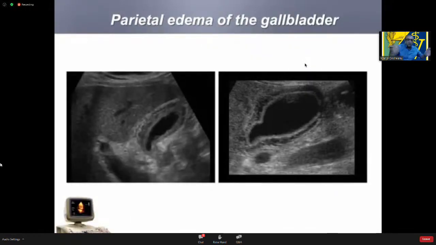I told you that this edema of the gallbladder wall has a specific shape, specific appearance, specific pattern, which gives the appearance of a double wall gallbladder. As you can see, regardless of the type or the position of the probe, this double or halo sign of the gallbladder wall is important.